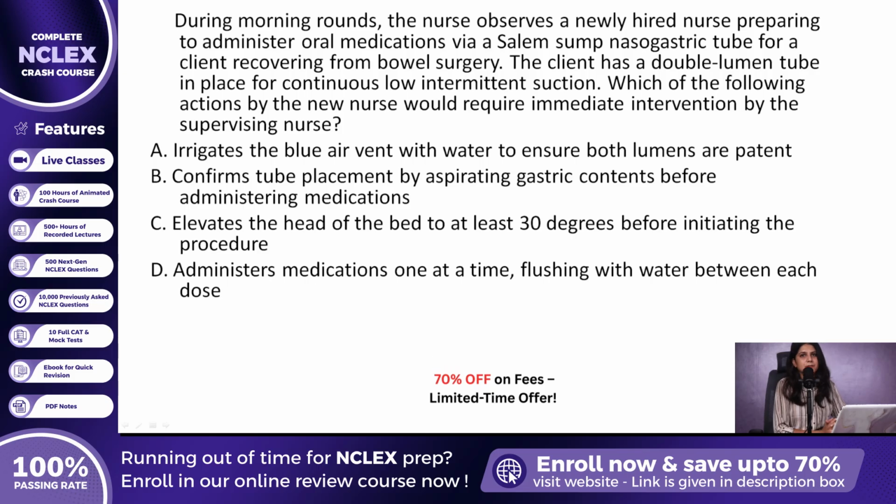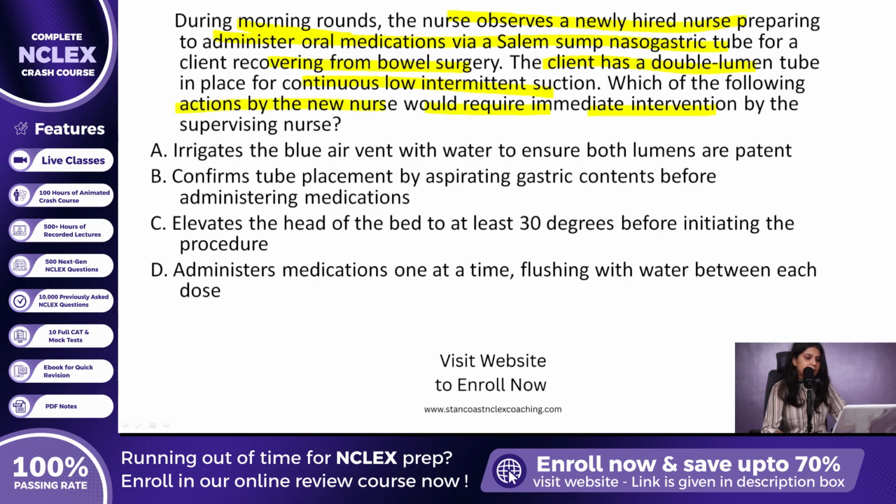Challenge time. Here comes the question. During morning rounds, the nurse observes a newly hired nurse preparing to administer oral medications via a Salem sump nasogastric tube for a client recovering from bowel surgery. The client has a double lumen tube in place for continuous, low, intermittent suction. Which of the following actions by the new nurse would require immediate intervention by the supervising nurse? Let us go through each of these steps to determine which one needs to be stopped immediately.